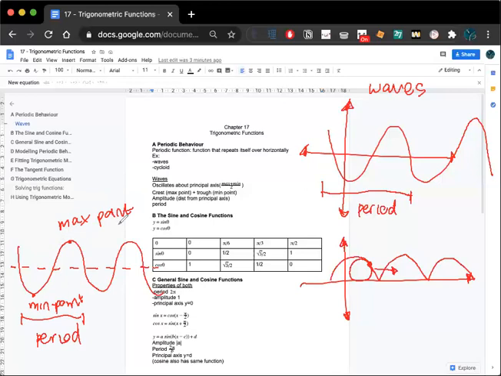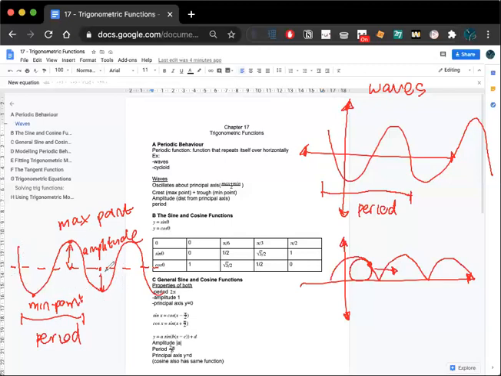And then there's also something called amplitude. The amplitude, you can say, is similar to the height of the crest or the trough. So it's the distance from the principal axis to the maximum point, or the distance from the principal axis to the minimum point.